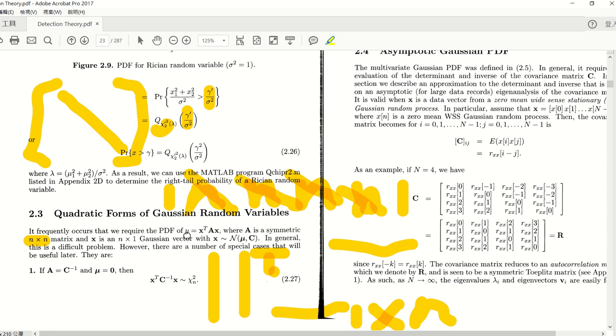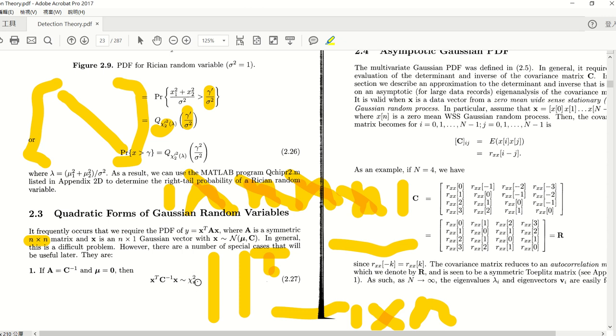Okay, so we have y equal to this. Then in general, this is a difficult problem. However, there are a number of special cases that will be useful. For example, A is equal to C inverse and mu is equal to 0. Then what that means is x transpose C minus 1 x will be distributed by chi-square distribution.